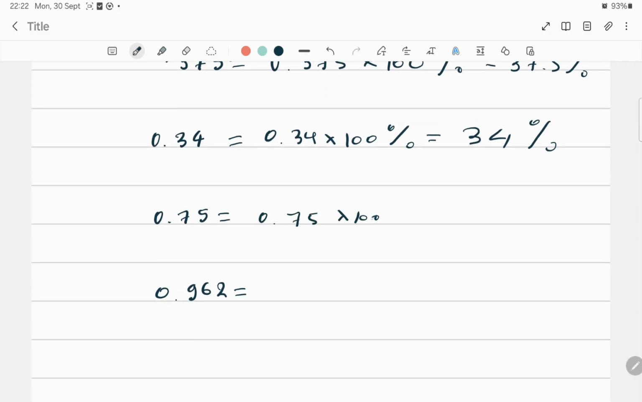0.75 times 100. This is we move 2 decimal places, 75%. 0.962 times 100, 96.2%.